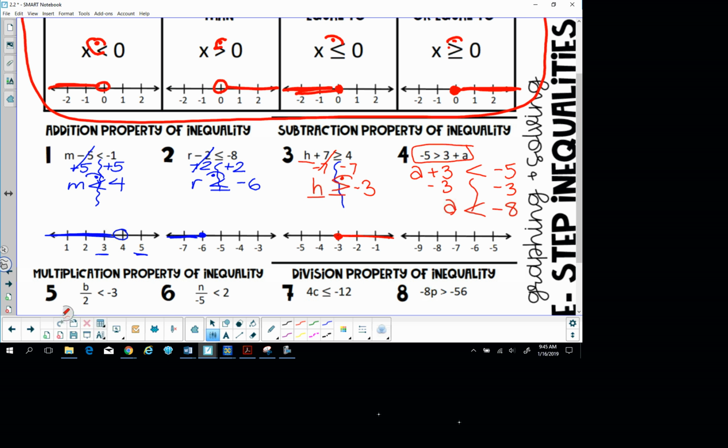So I put an open circle on -8, and it's less than because the booty's pointed towards A. So which is worse? Owing $9 or owing $7? 9. So I would go this way. Who got that? Give me a thumbs up.